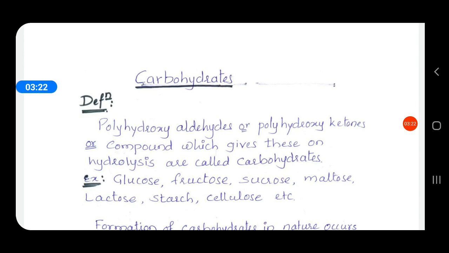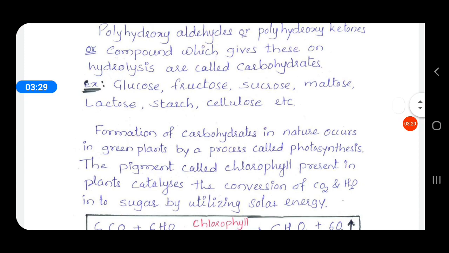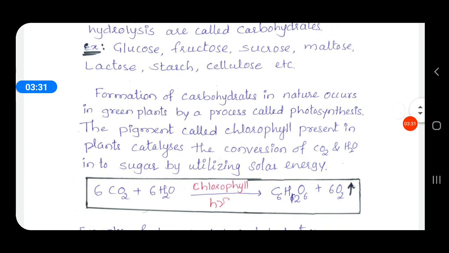Formation of carbohydrates in nature occurs in green plants by a process called photosynthesis. In green plants, in the presence of the pigment chlorophyll, which catalyzes the conversion of carbon dioxide and water into a sugar molecule. For this, it utilizes solar energy.